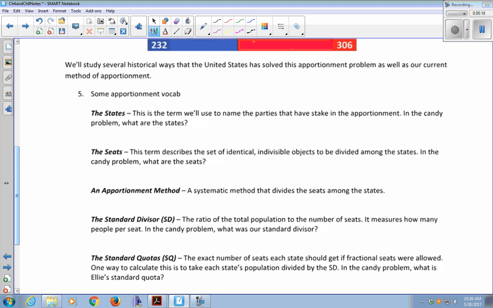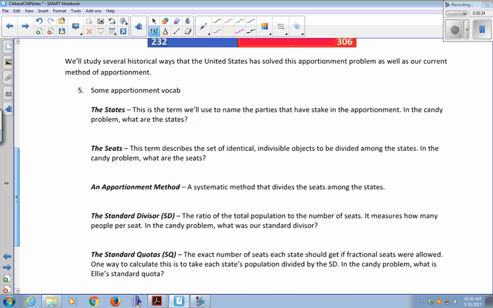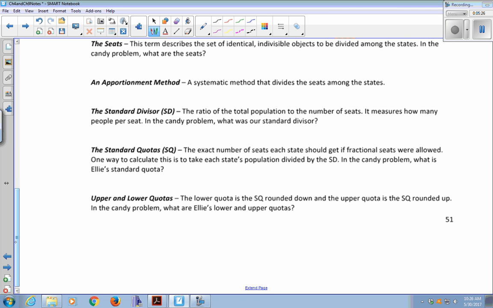Candy are the states. An apportionment method is a systematic method that divides the seats among the states. The standard divisor is the ratio of the total population to the number of seats. So it measures how many people per seat. How many people get a representative in Congress? How many people do you need to get a representative? In the candy problem, our standard divisor was 18. You had to do 18 minutes of work to earn one piece of candy.